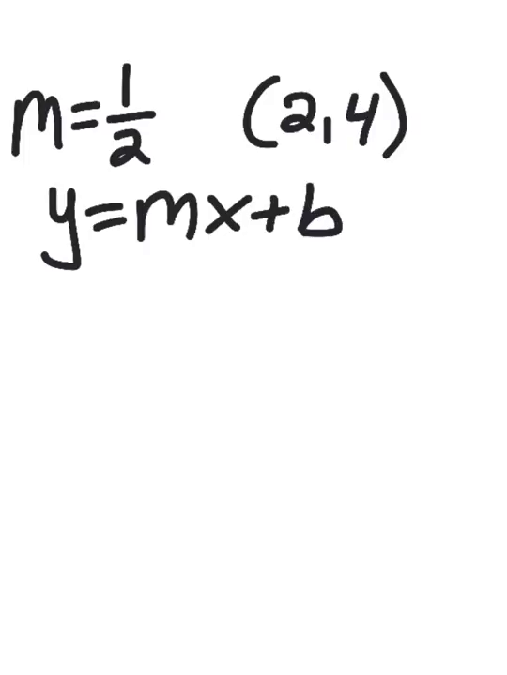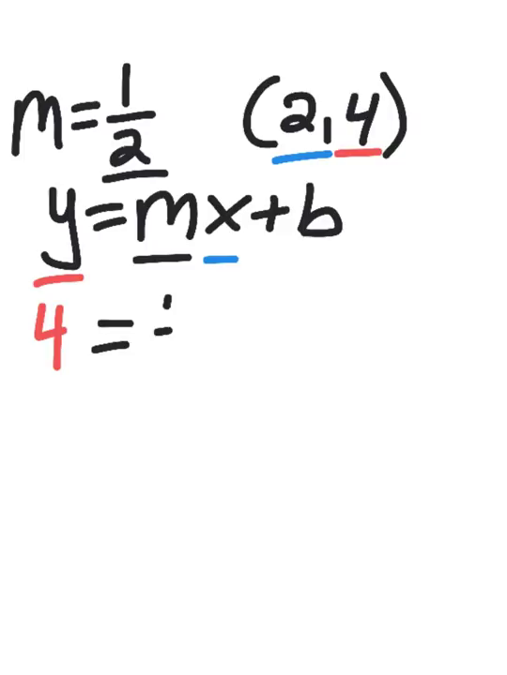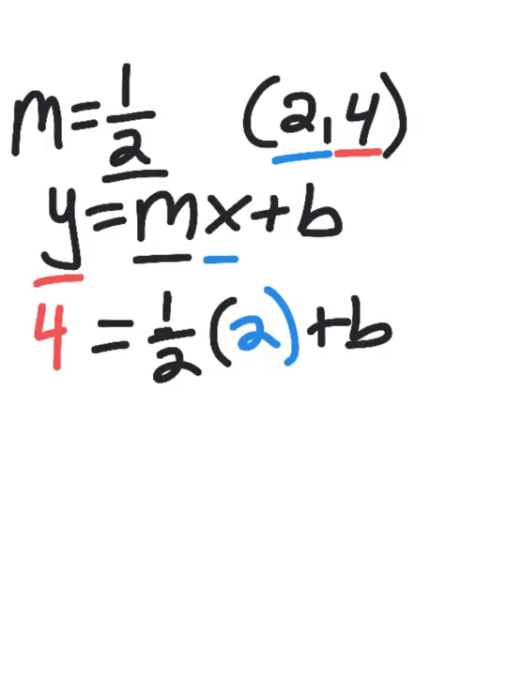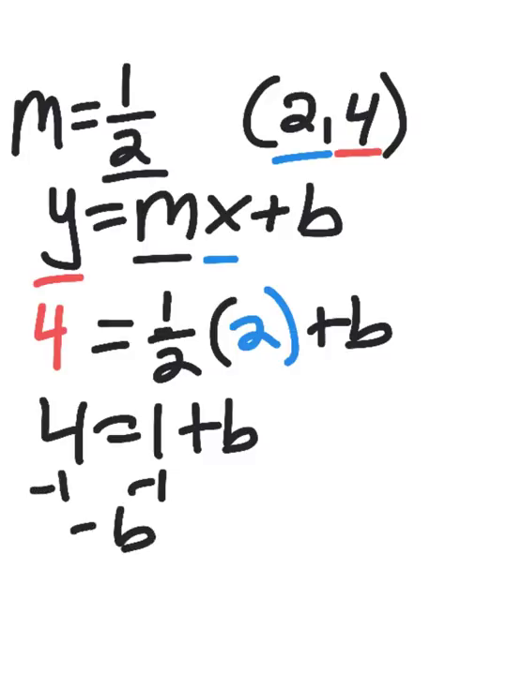I'm going to substitute in my y, my m, and my x-coordinate of 2. So if I make those substitutions, I have 4 = 1/2 times 2, and then plus b. So half of 2 is 1. So I have 4 = 1 + b, subtract 1, so b would equal 3.